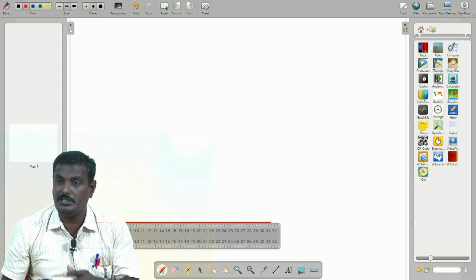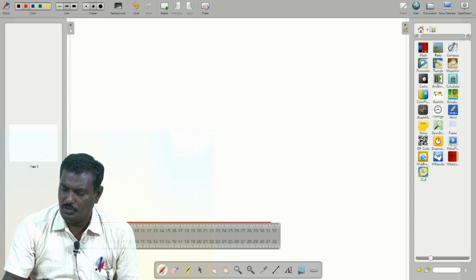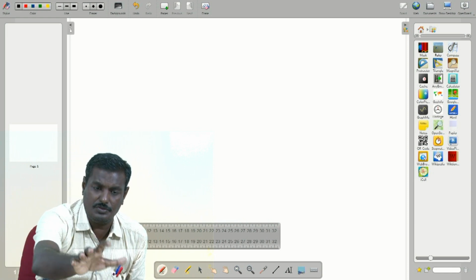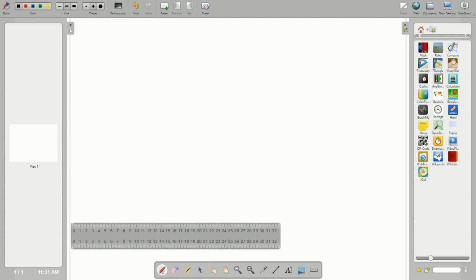Here I chose red color. I just switch over to the black color, which we have to choose. Draw a border line.